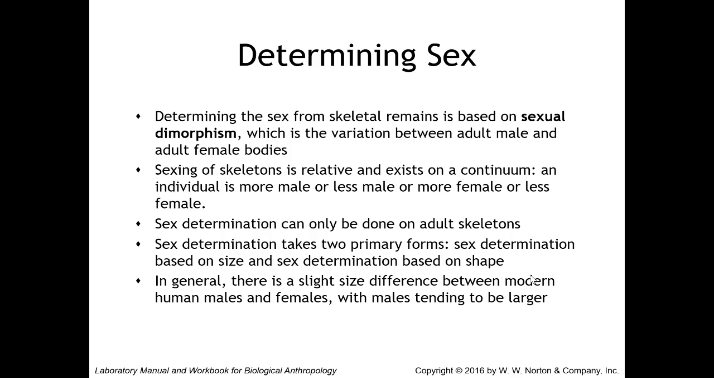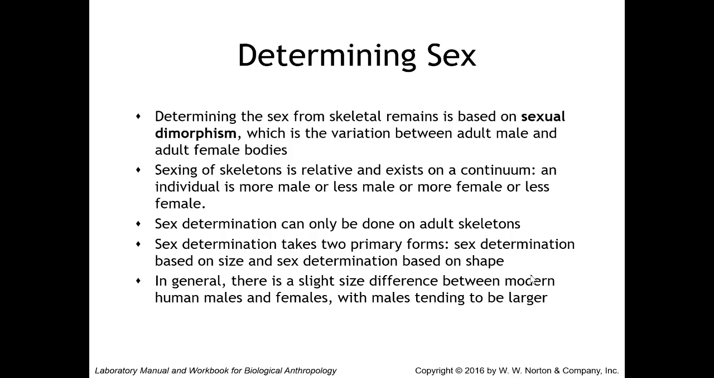So sexing of skeletons is relative and it exists on a continuum. So an individual is more male or less male, or more female or less female. So it's really, again, on a continuum. Sex determination can only be done on adult skeletons. So before we get there, I want to make the continuum part very clear. Skeletal remains will be more female or less female, or more male or less male, depending on where they lie on the continuum.